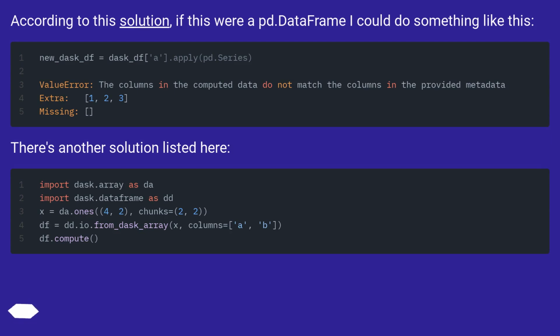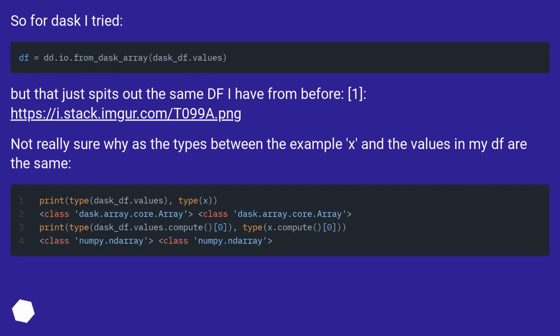According to this solution, if this were a pd.DataFrame, I could do something like this. There's another solution listed here. So for dask I tried this, but that just spits out the same df I had from before. Not really sure why, as the types between the example X and the values in my df are the same.